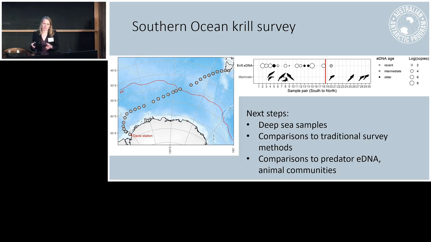We want to compare this new method to already existing methods to understand better what this data actually means, and then we want to use a whole range of additional markers, such as markers targeting predator eDNA or overall animal communities, to understand better how krill fits into the Southern Ocean ecosystem.